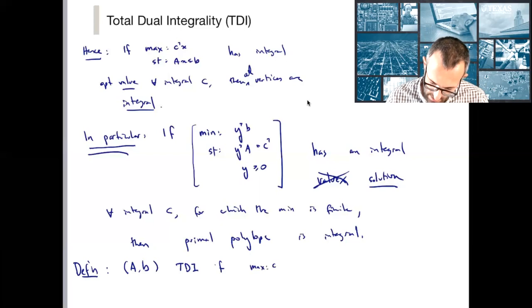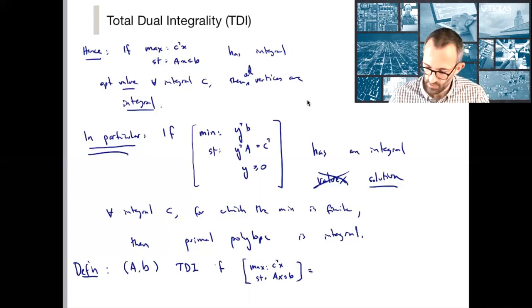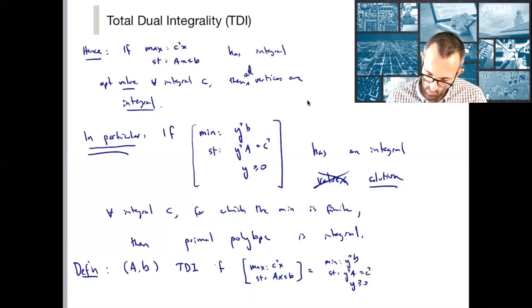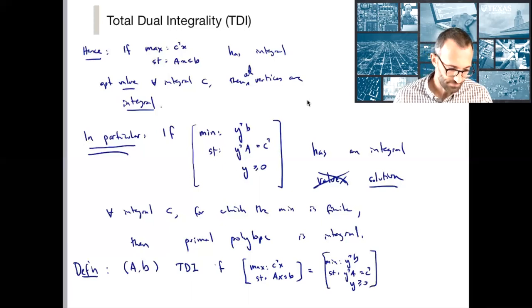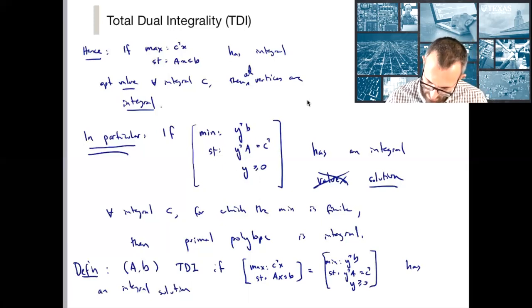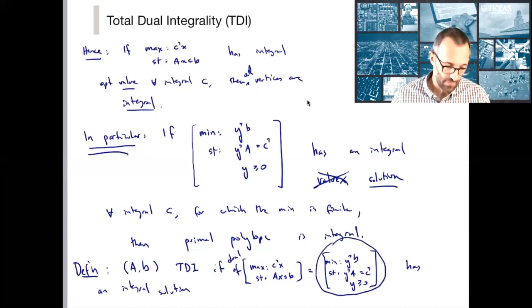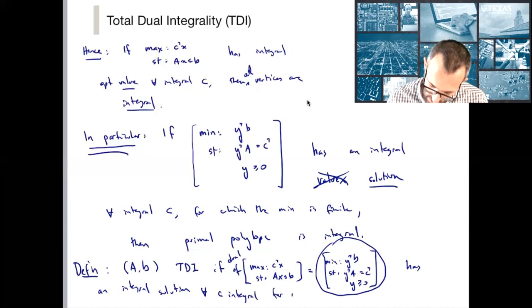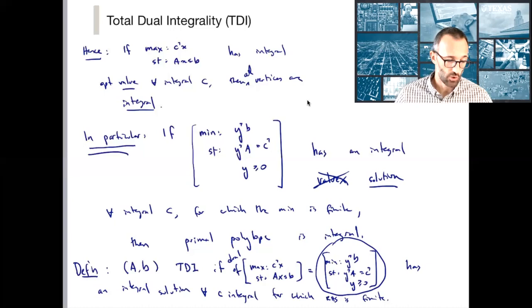So if max C transpose X subject to AX less than or equal to B equals min Y transpose B subject to Y transpose A equals C transpose, Y non-negative, I should say if the dual of this, which is this, has an integral solution for any integral C for which strong duality holds, so for which the right-hand side is finite. So this is the definition of total dual integrality.